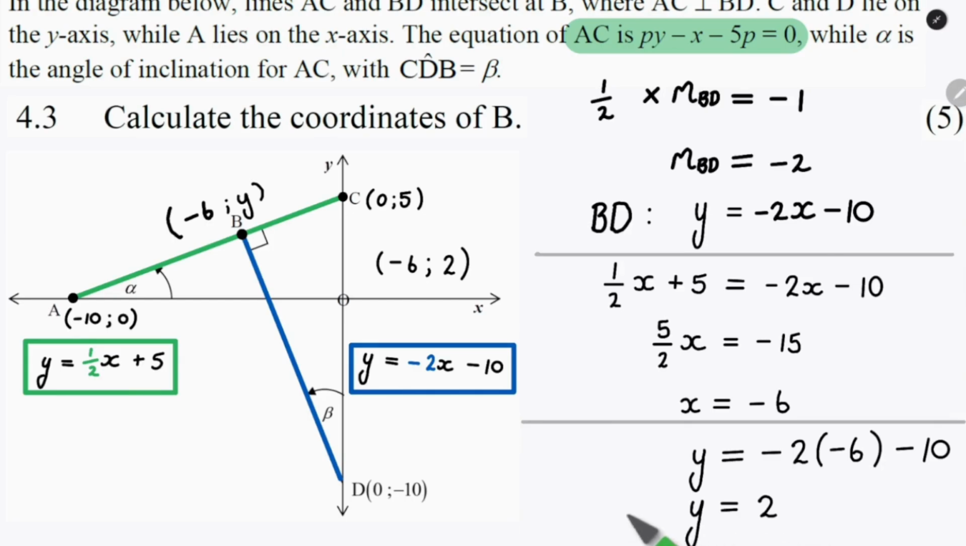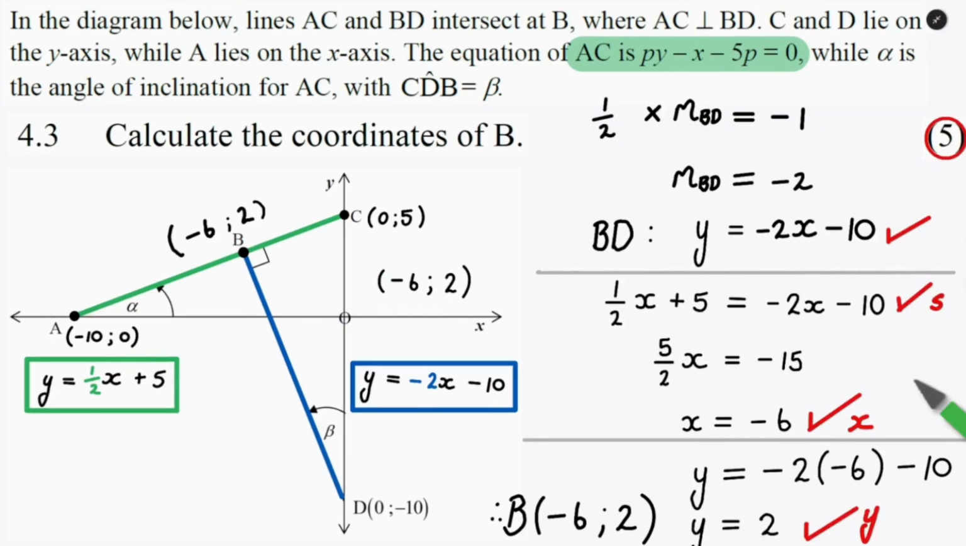So now we know that the full coordinates of b are negative 6 and 2, and that makes so much sense. B is in between an x value of 0 and negative 10, so negative 6 fits in that criteria perfectly, and the y value will have to be in between 0 and 5, and 2 fits that criteria perfectly. So we're in the right regions and things are looking good.